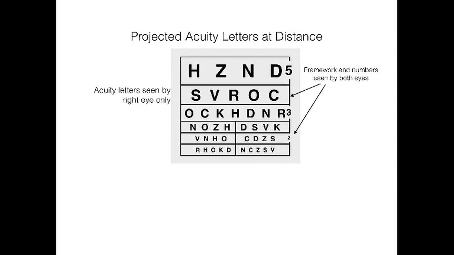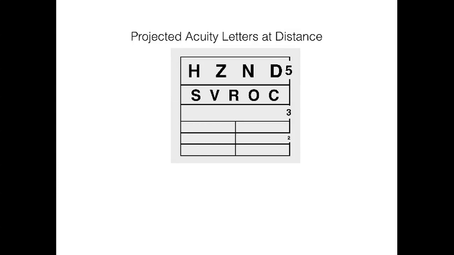Now here's the distance target. I've put the actual acuity letters on there. Notice that the framework is seen by both eyes, but the acuity letters in this case are only seen by the right eye. So in a suppression, what we would see, looking at that target at distance, is that some of the letters go away. Then they come back. Maybe all of them go away. And then they come back. And so when they come back, then that eye has to realign its aim with the eye that stayed awake, if you will.